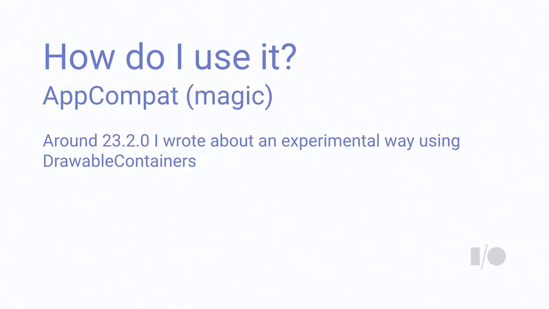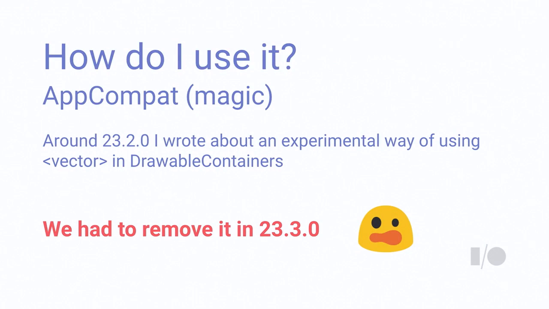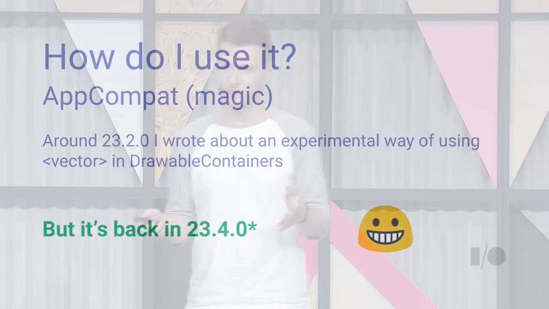Now, around 23.2, I wrote a blog post on Medium called Age of the Vectors. It had a section called The Magic Way, which is a really bad name. But what it allows you to do is use vector drawables within drawable containers. It was kind of experimental in that it doesn't work in every situation, so I put a bit of a caveat around it. We had to remove it in 23.3, though, due to some issues around memory usage and also updating of configuration objects. We'll talk a little bit about why in a minute. But thankfully, we brought it back in 23.4.